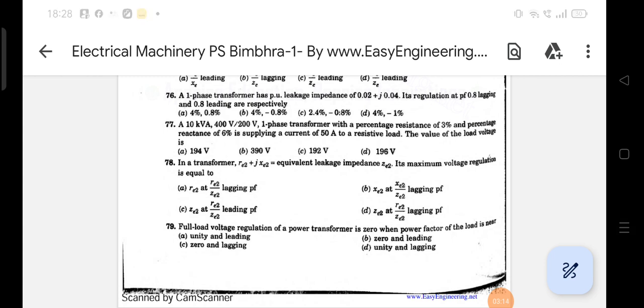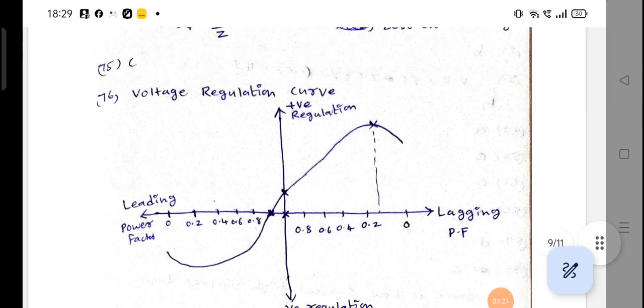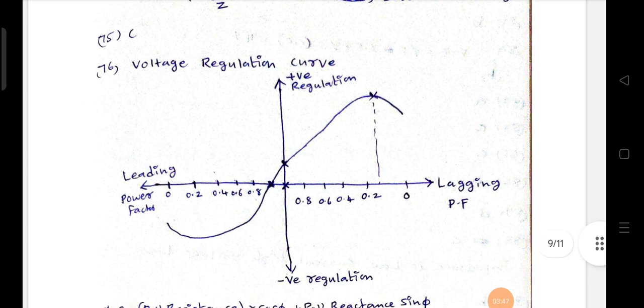Before going to the next problem, I can give one more important curve, that is the voltage regulation curve. This is applicable for both transformers and synchronous machines. Every machine, this curve is applicable. From this voltage regulation curve, at least you will get one question. Now see here, from the curve, the center point will be unity power factor. From center to the right-hand side, unity to lagging power factor. From center unity power factor to the left-hand side, leading power factor.